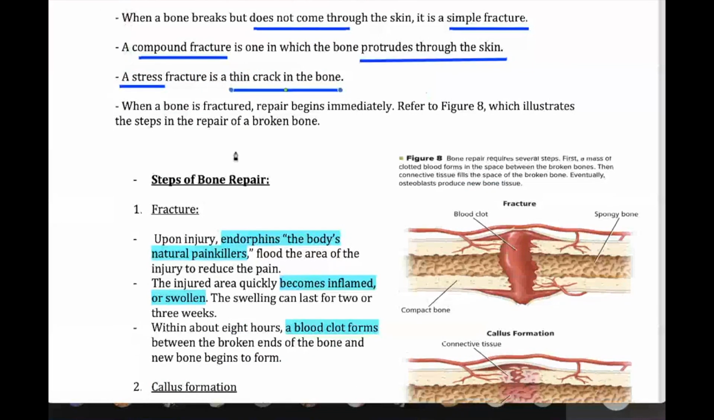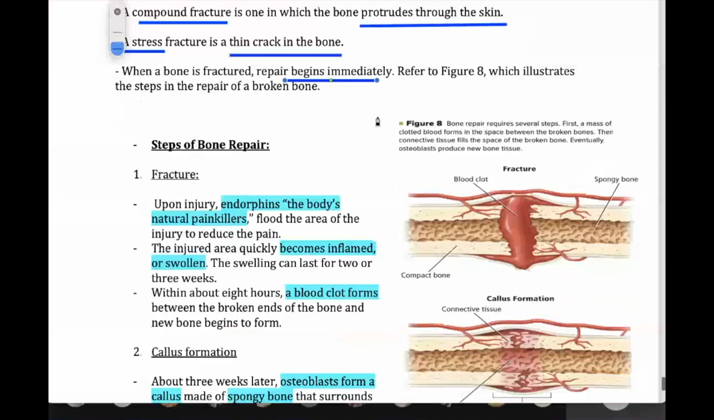Whenever there is something like this, the bone repair process starts immediately. You go to the doctor and they put on either a cast, like the gypsum, or a splint. The first step in the bone repair process is when the fracture happens and you see a blood clot.